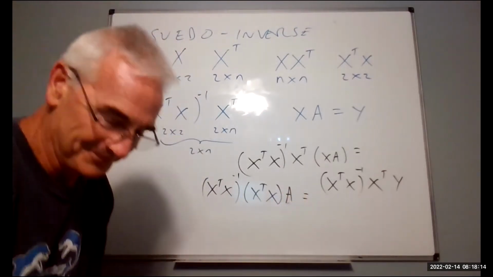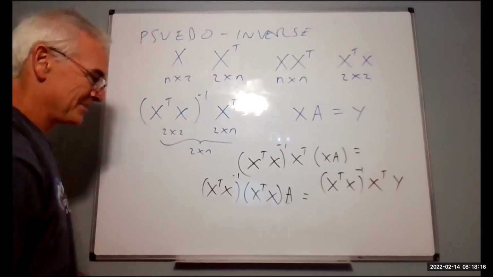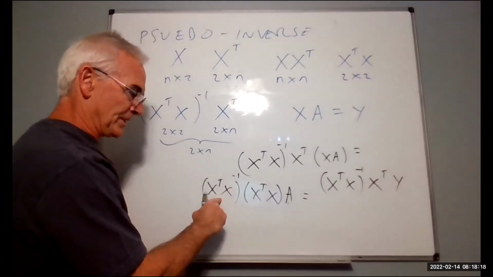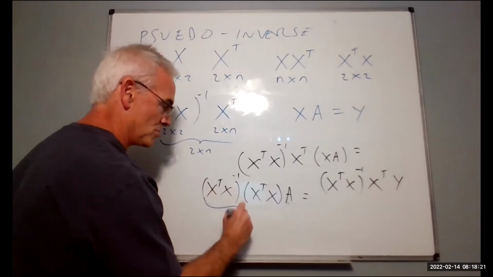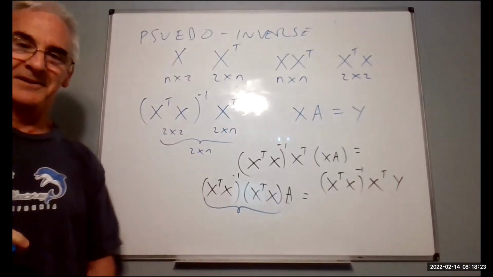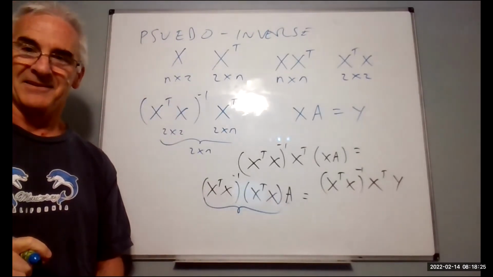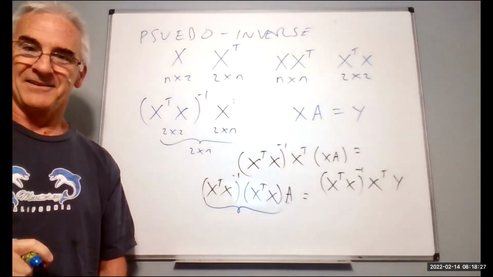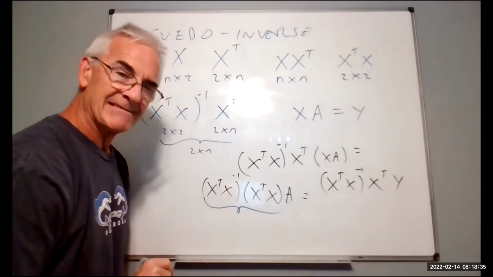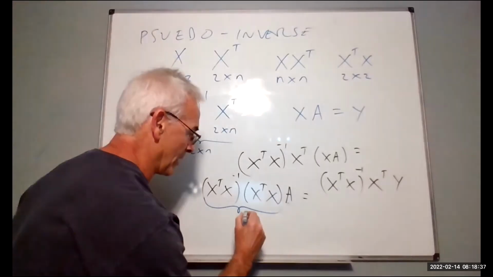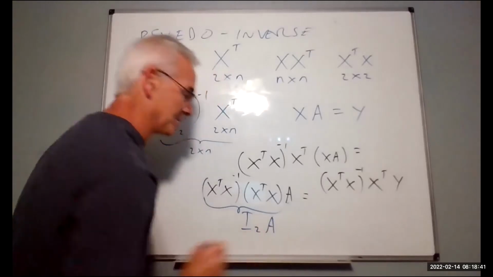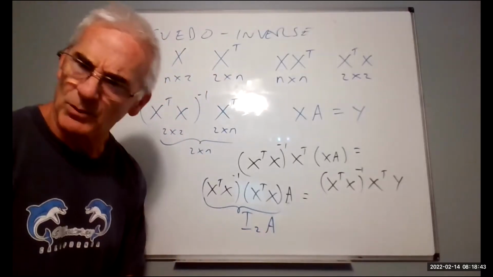That's interesting. This is a 2 by 2 that exists. This is a 2 by 2. What will the product of these two be? Anybody? Isn't that an identity matrix? Which identity very specifically? 2 by 2 identity. I'm going to write I2. On the left-hand side, I now have I2 times A. Won't that equal A?